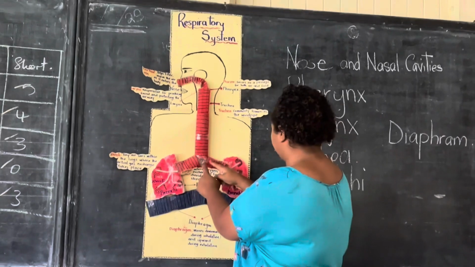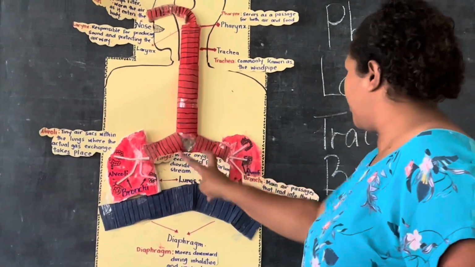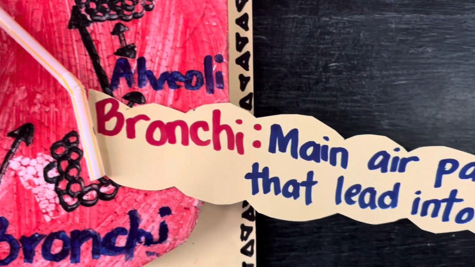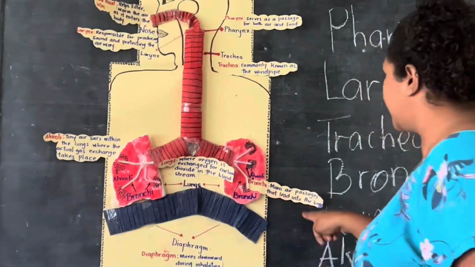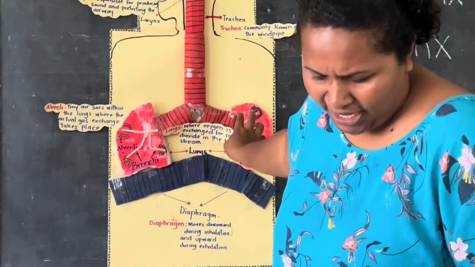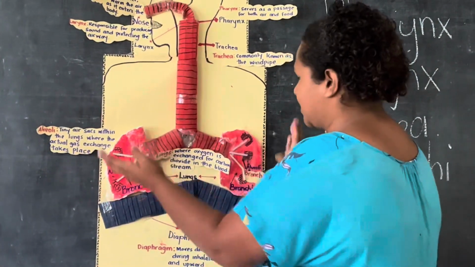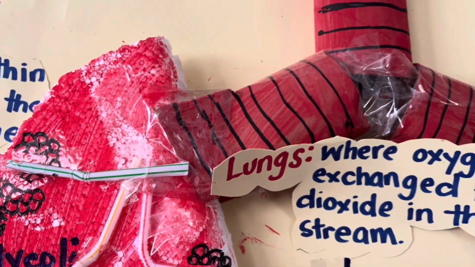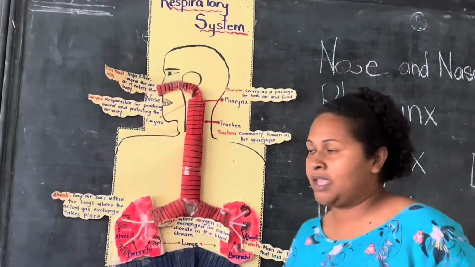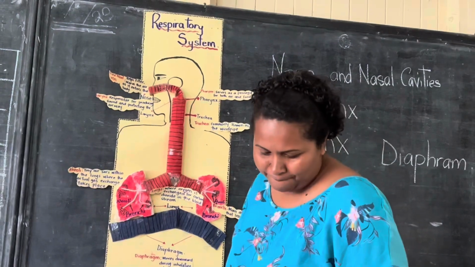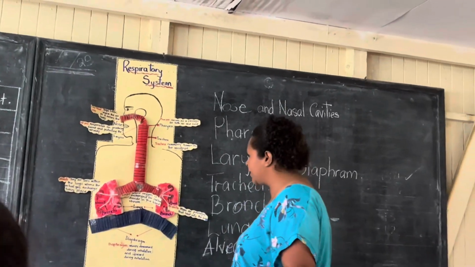Look at these two. These are the bronchi. These two bronchi are the main air passage. The air comes here and then goes through these two that lead into the lungs. This is the lungs. The lungs is where the oxygen is exchanged for carbon dioxide in the bloodstream. So what is happening there? The oxygen is exchanged for carbon dioxide in the bloodstream. Now you understood.